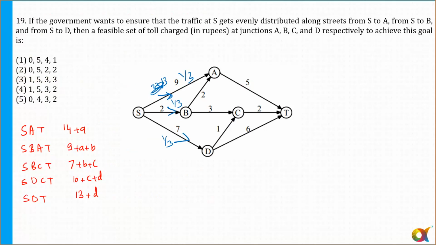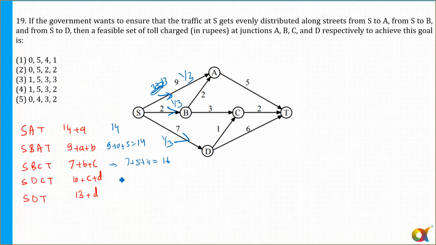Then what is a feasible toll charge at the junctions A, B, C, D to achieve this? I think the answer for question number 19 is option 1. Substitute option 1. So 14 plus 0, that is equal to 14. 9 plus 0 plus 5, that is equal to 14. Okay, 14. So S, B, C, D: 7, B is equal to 5, C is equal to 4. So 5 plus 4 plus 7, that is equal to 16.